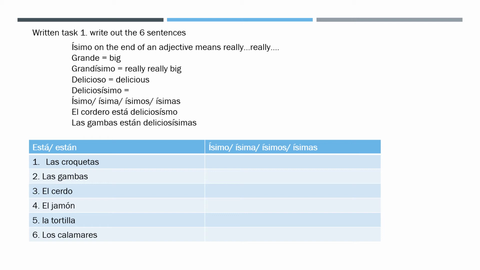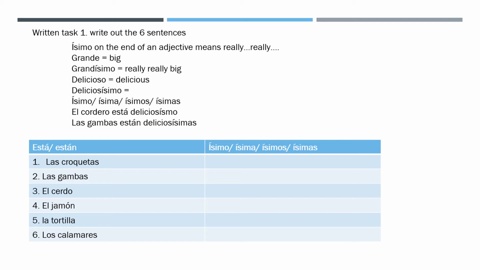What I want you to do with this table then, look here, we've got the lamb is cordero, masculine singular, is delicious. The prawns are, so we've got is, estar, and are. And it's prawns as, so gambas, deliciosísimas. You are agreeing the adjective with the noun, and you are changing the verb depending on whether it's singular or plural. So the lamb is delicious, really, really delicious, and the prawns are delicious, really, really delicious.